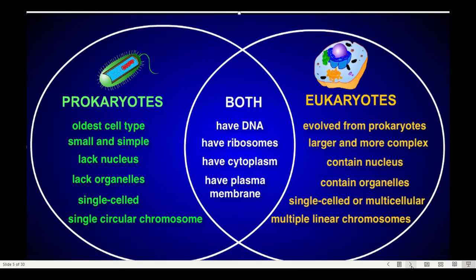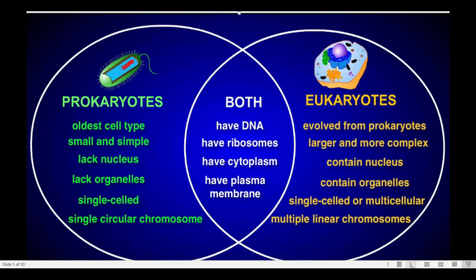So, this is a Venn diagram showing the differences and similarities of prokaryotes and eukaryotes. Okay, both of them have DNA, of course. They have ribosomes also. They have cytoplasm and plasma membrane. Both of these, prokaryotes and eukaryotes, have all of these. Yung DNA, ribosome, cytoplasm, and plasma membrane. Prokaryotes is the oldest type of cell, while eukaryotes evolved from prokaryotes. Prokaryotes is small and simple, while eukaryotes is larger and more complex.